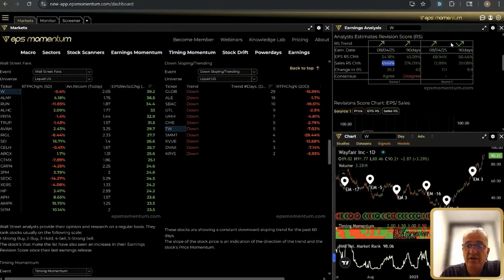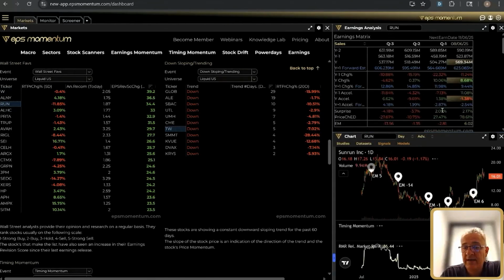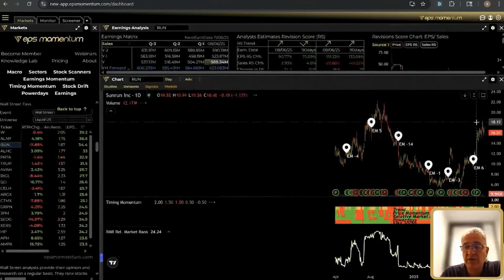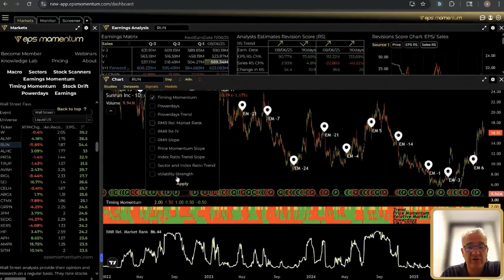The second data set that we have is from a different provider, which kind of paints a similar picture with a positive upward slope for the revision score of both earnings per share and sales. And therefore, you have stocks that are not only strong buys or buys, but also revised positively by Wall Street analysts. So I can click on run here, and I can see on the chart how it's been faring over time.